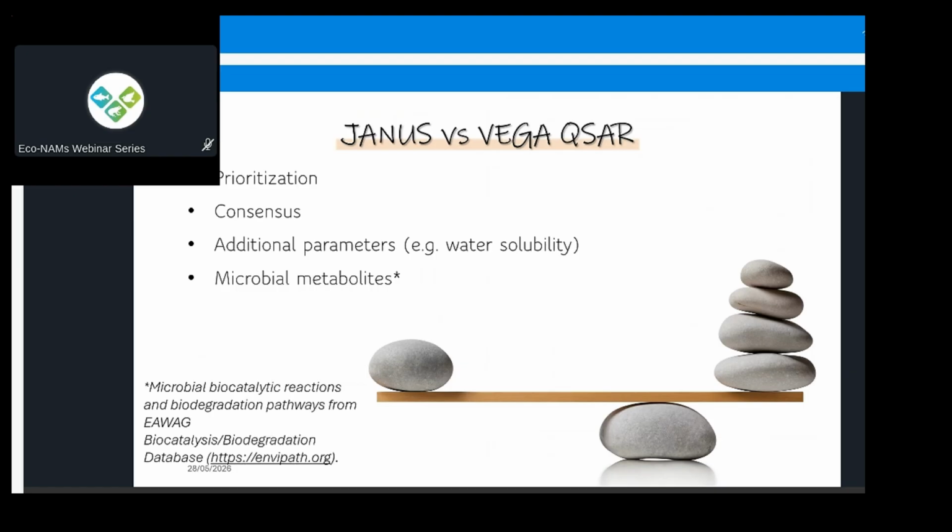Janus also allows you to generate and assess the microbial metabolites according to the rules developed by the EAWAG. On the other hand, Vega QSAR supplies a more detailed output. So if you need more details, you need Vega QSAR.